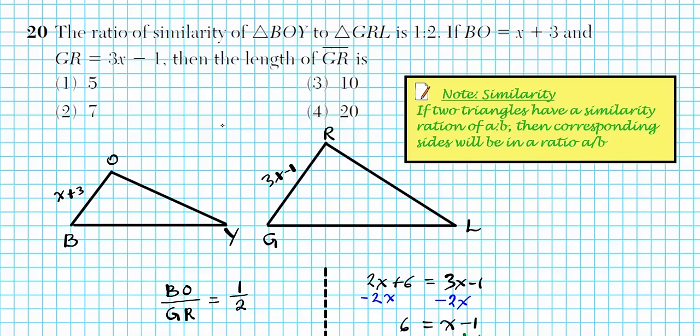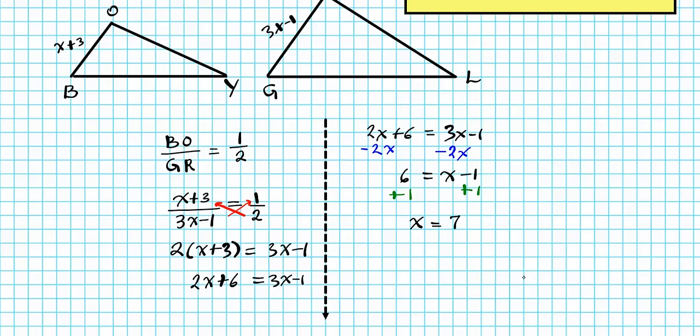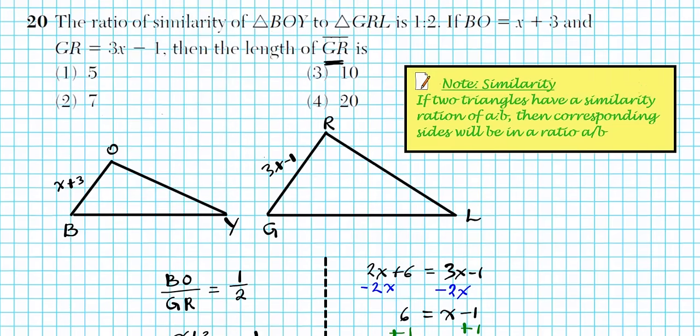Now, notice the problem asks us to find the length of GR. We are not done yet. We are almost there. We just found the measure of x, which is a determiner of the value of GR. So we have one more step to go. GR is 3x minus 1. So you substitute your value of x into this expression, and that would tell you what GR is. 3 times 7, 21 minus 1, which is 20. Answer is option number 4.